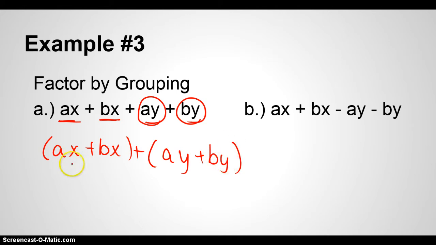Now we can factor out similar variables here. What is my similar variable in the first set of parentheses? It's going to be x. So if I factor out my x, I'll put that in front. Inside the parentheses, what will I have left? A plus b.